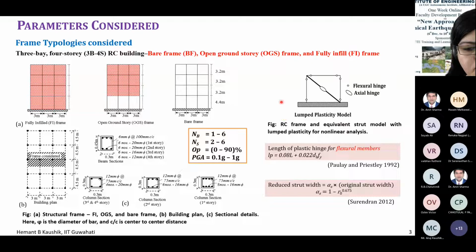The lumped plasticity model will be considered in the nonlinear analysis, and the masonry infill will be modeled using the equivalent diagonal strut. And then there are some equations that were used for estimation of the length of plastic hinges, and for how to model the equivalent diagonal strut in case of openings in the wall. So a past study has been used to modify the parameters, the properties.